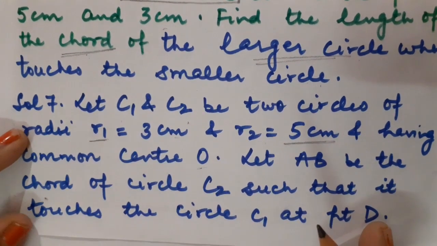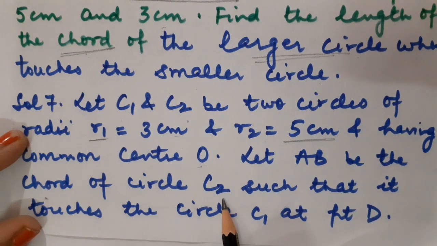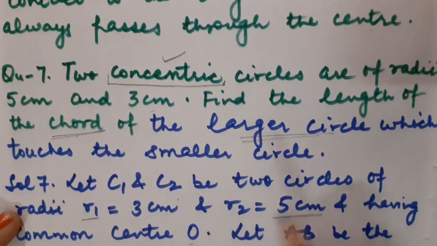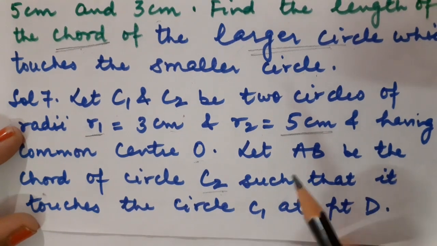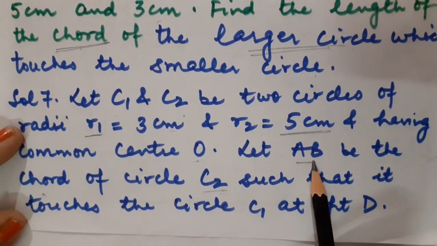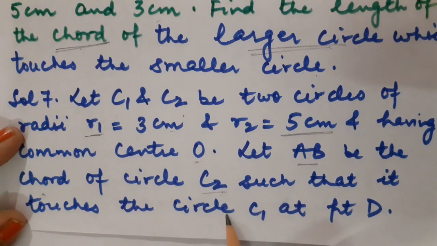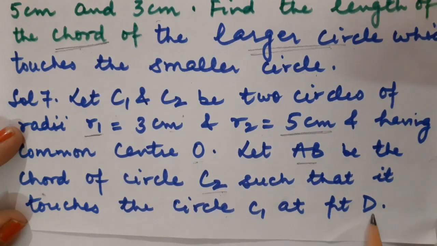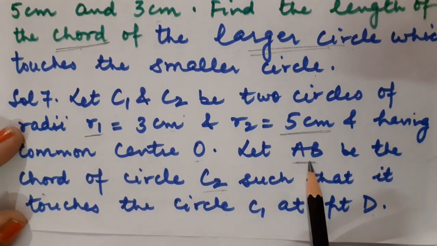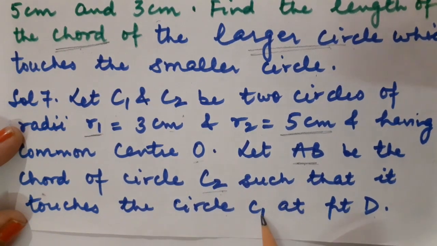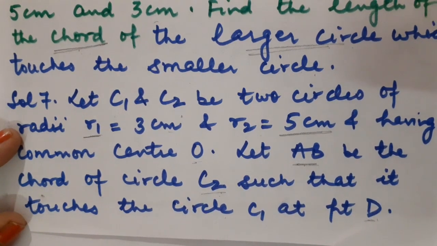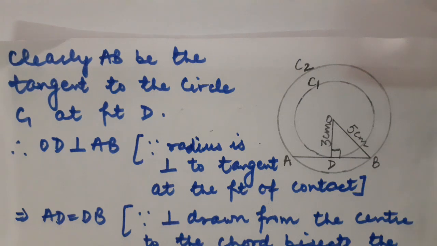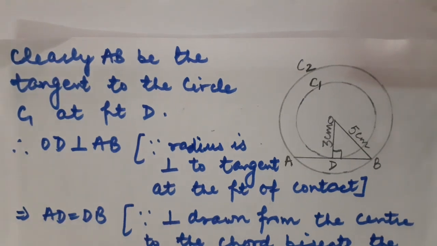Now let AB be the chord of circle C2. C2 is basically the bigger circle, because it is said in the question that the length of the chord of the larger circle, means for the larger circle AB will be the chord, okay, such that it touches the circle C1 at point D. So means AB will become the tangent for the circle C1, okay, and D will be considered as the point of contact. Understood, children? Now children, look at this diagram. You will better understand through the diagram.